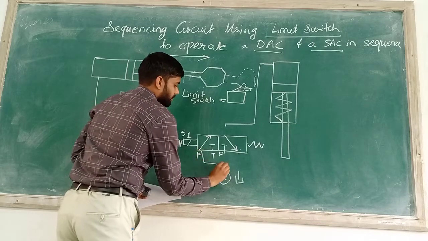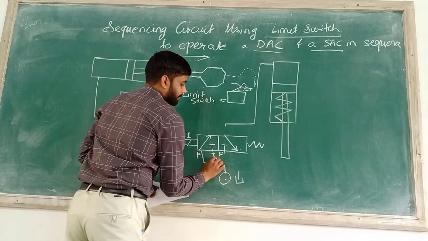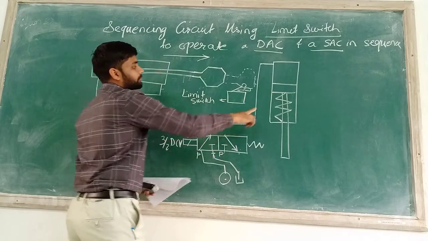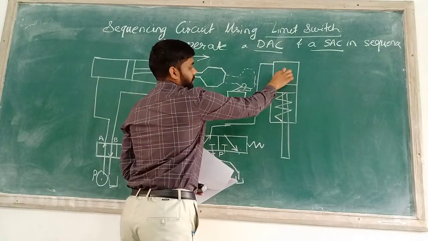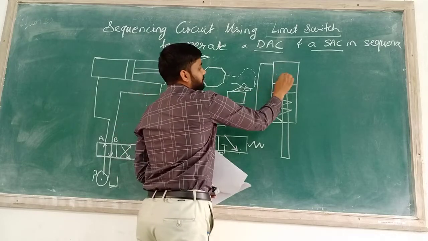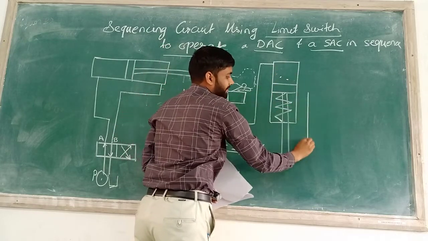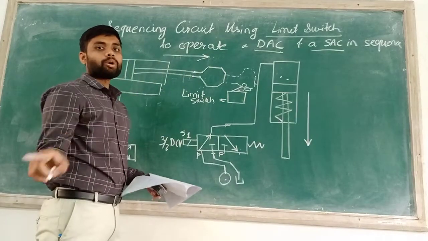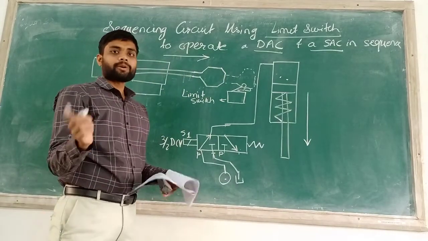Its position changes to the rear, and high pressure oil gets passed to this portion here. Because of this high pressure oil, the extension of the cylinder occurs here. So what is happening here? The two operations are performed sequentially here.